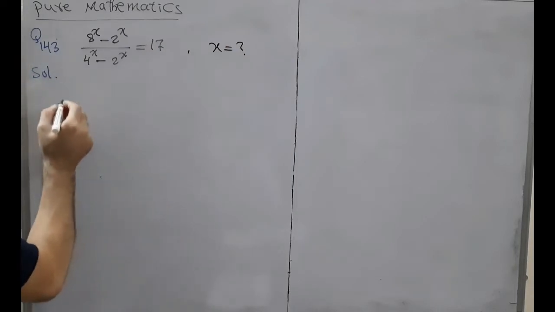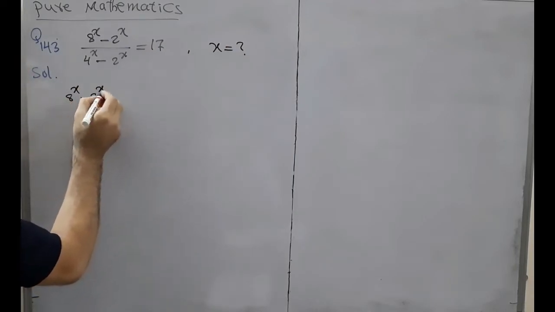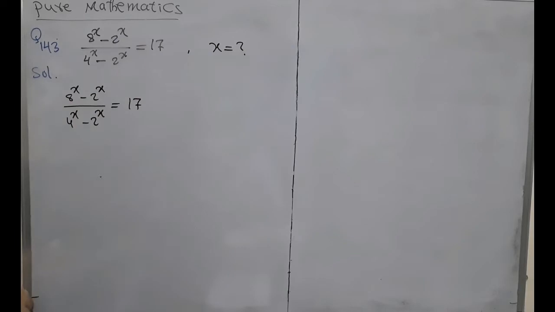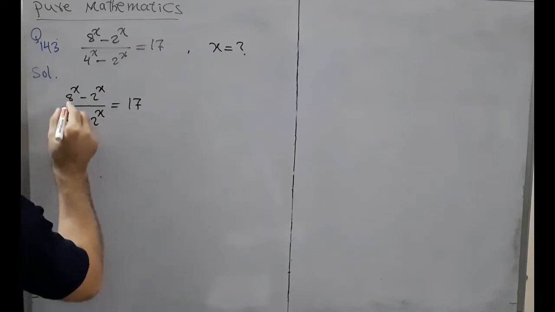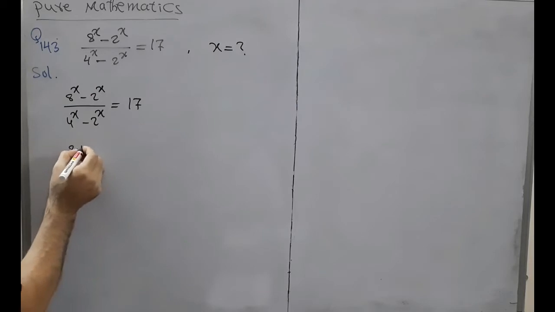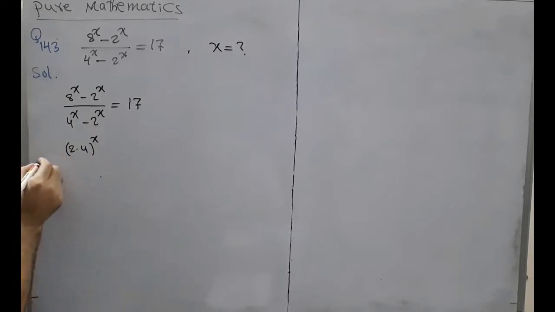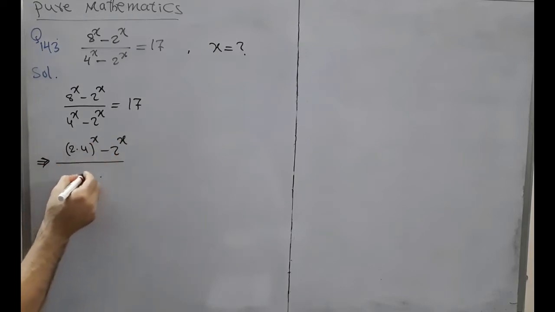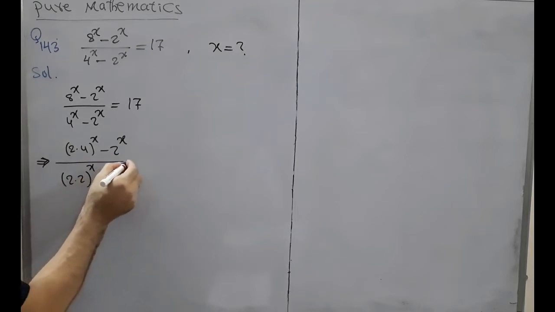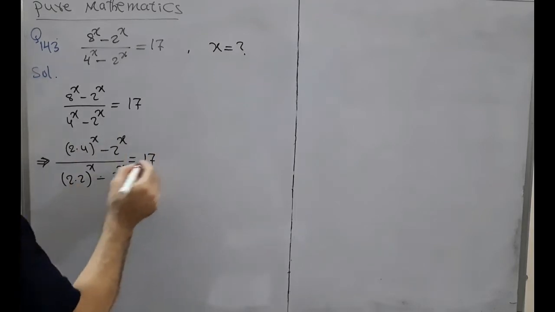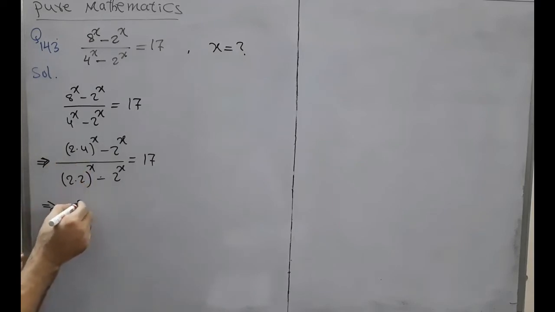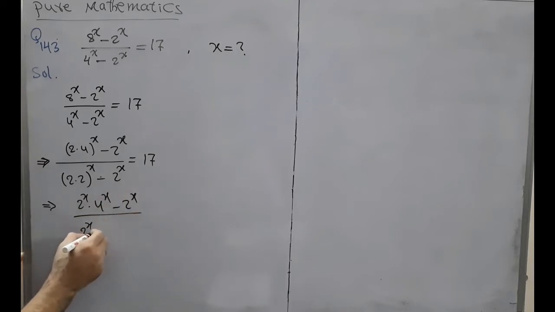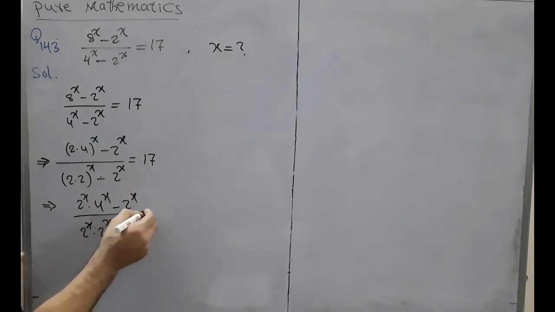Here we have 8 to the power x minus 2 to the power x over 4 to the power x minus 2 to the power x is equal to 17. Now here we can write 8 as 2 to the power 3, and 4 as 2 into 2 whole to the power x. This implies 2 to the power x into 4 to the power x minus 2 to the power x over 2 to the power x into 2 to the power x minus 2 to the power x is equal to 17.